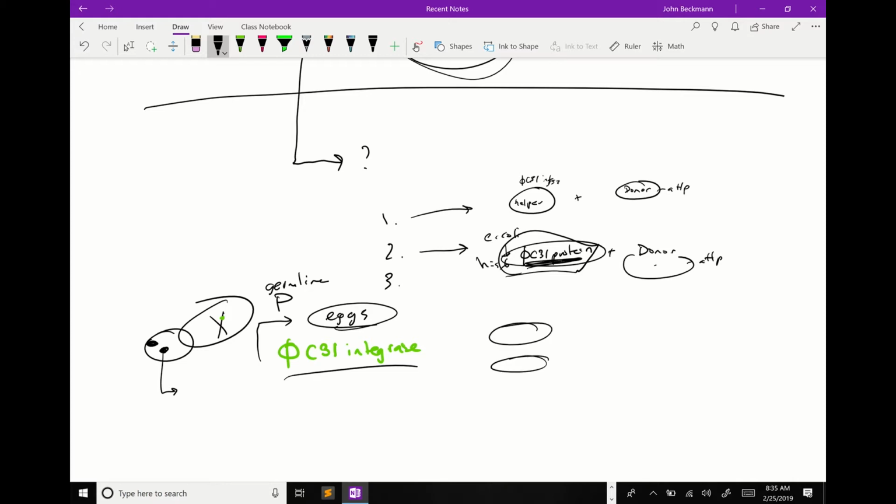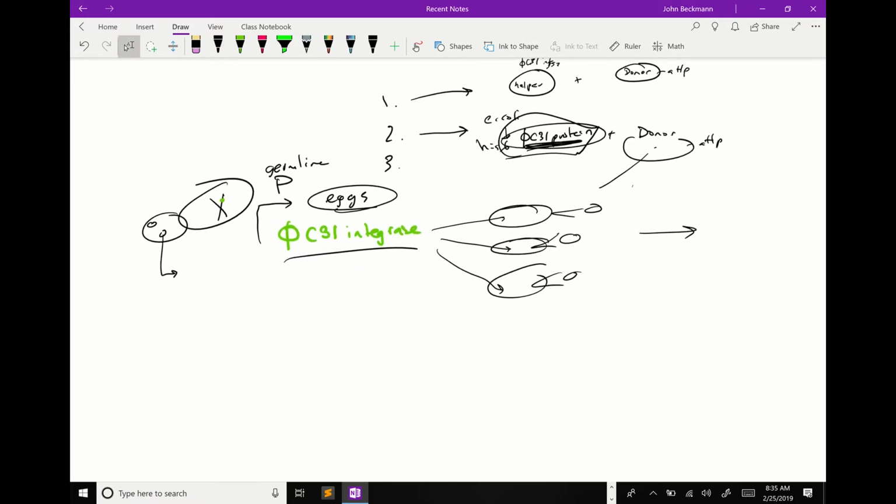And then you collect eggs from this. It's got white eyes. Collect its eggs. And in each one of those eggs, it's already going to be making PhiC31 integrase. And all you need to do is inject your donor plasmid with a needle into each of these. Whatever hatches up and has red eyes got your transgenic insertion. Does that make sense?